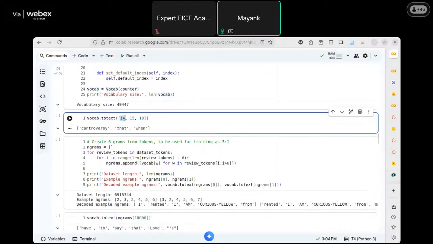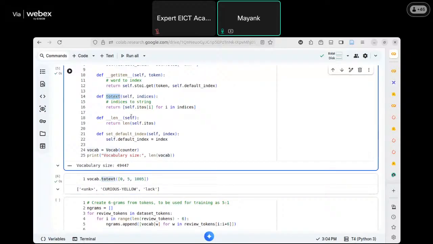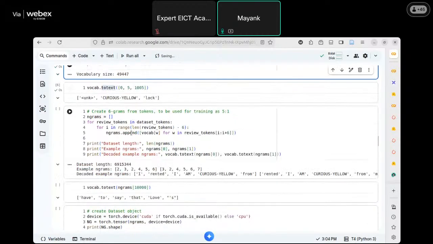Okay. So here, whatever numbers you want to try, you want to see what's on 0, what's on 5, what's on 1004, whatever. So 0 is for unknown, 5 is for curious yellow, 1005 is for lack. Okay, so all these English words, we are converting. This is what our model will be outputting, right? Something like numbers like this, and we will have to convert this back to text. So we will use the to text function.